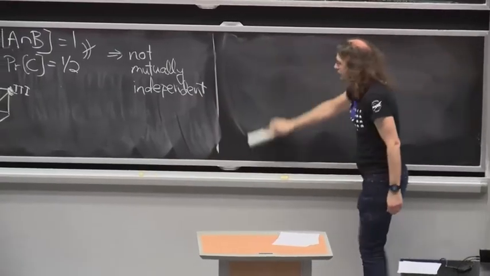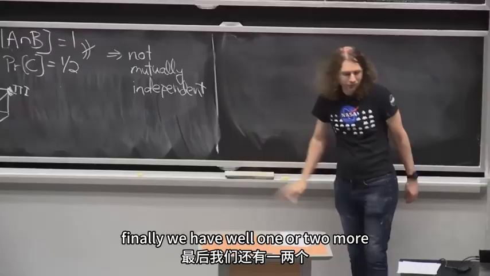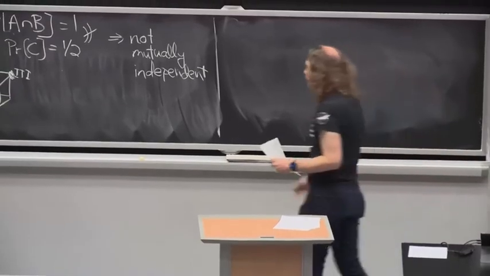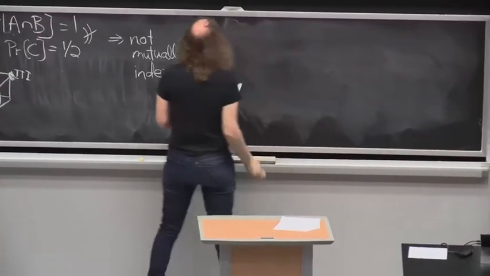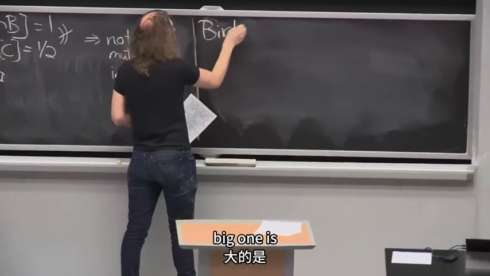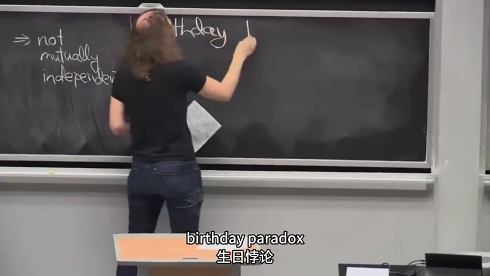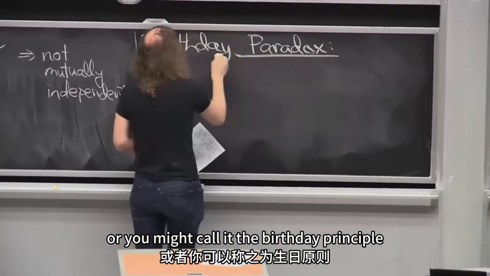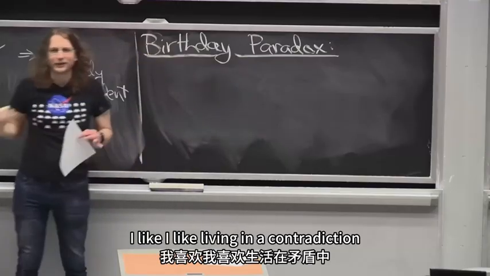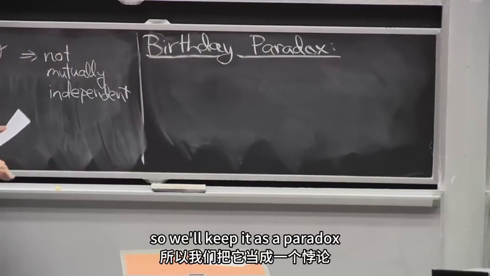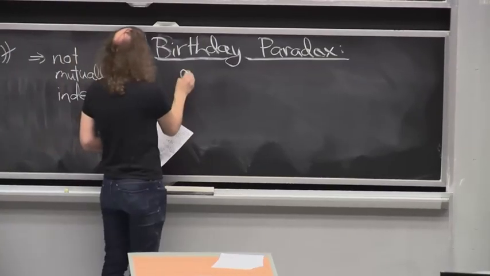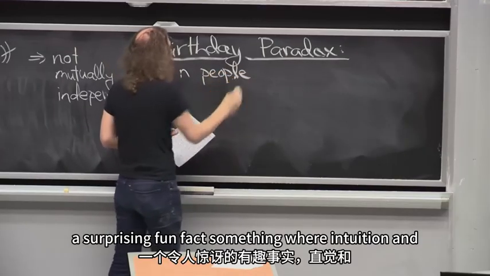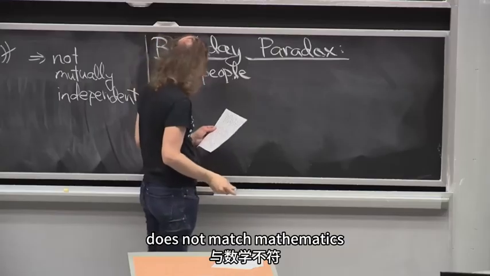All right. Finally, we have 1 or 2 more interesting examples. Big one is the birthday paradox, or you might call it the birthday principle. I like living in a contradiction, so we'll keep it as a paradox. It's not a paradox. It's just a surprising fun fact, something where intuition does not match mathematics.